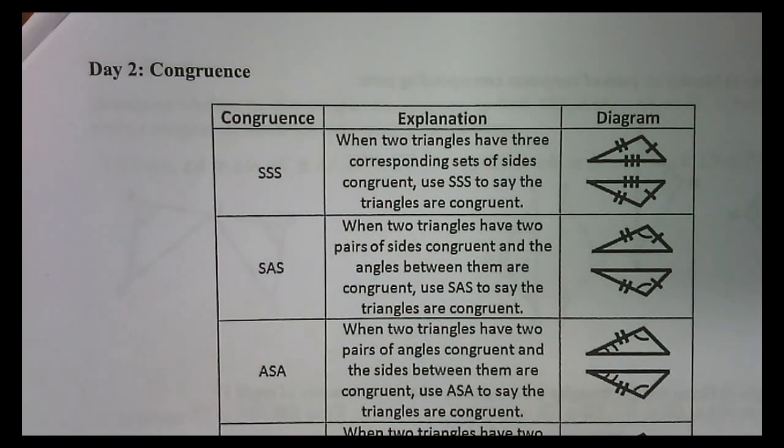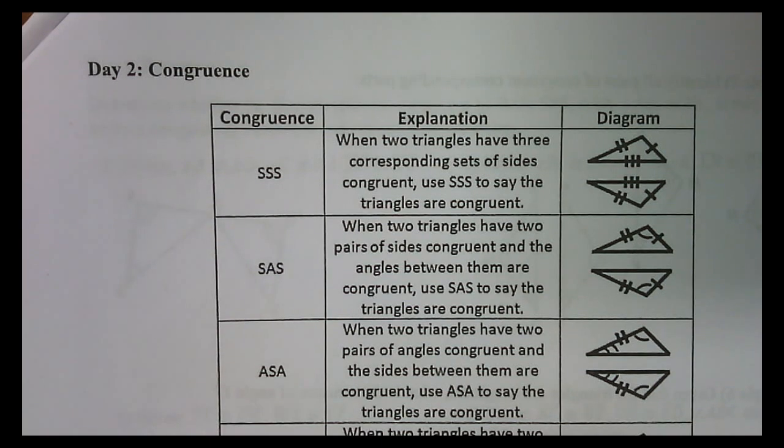All right, we are dealing with congruence today. Congruence is different than similarity. Congruence means every single piece is the exact same size. The angles are all the same size and the sides are the same size. When we dealt with similarity, the angles were exactly the same, but the sides were proportional, so slightly different.